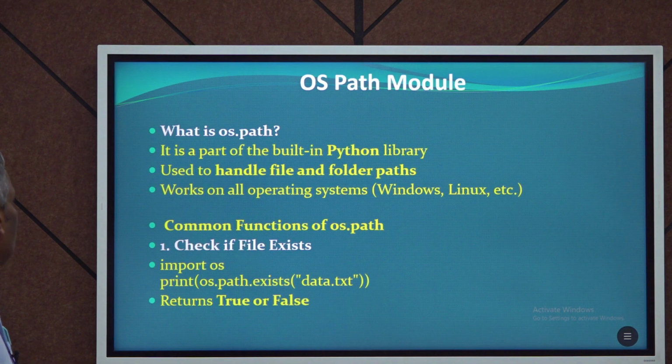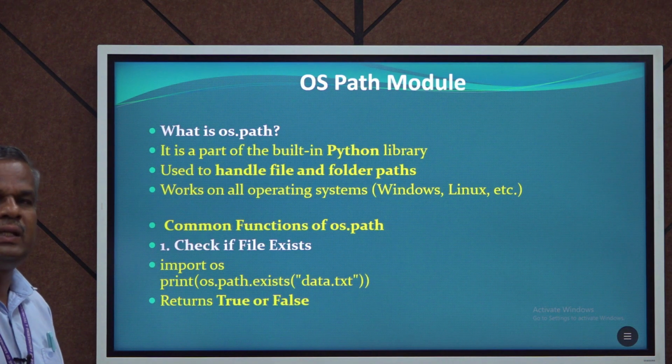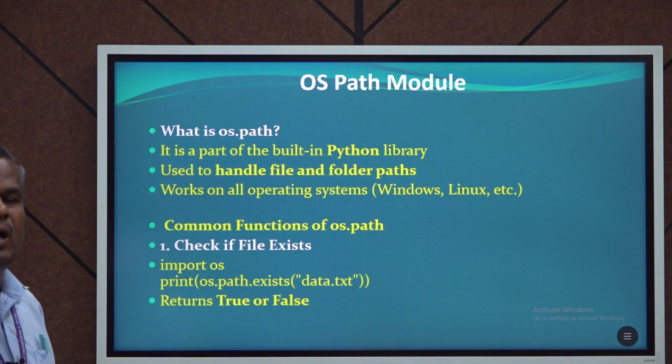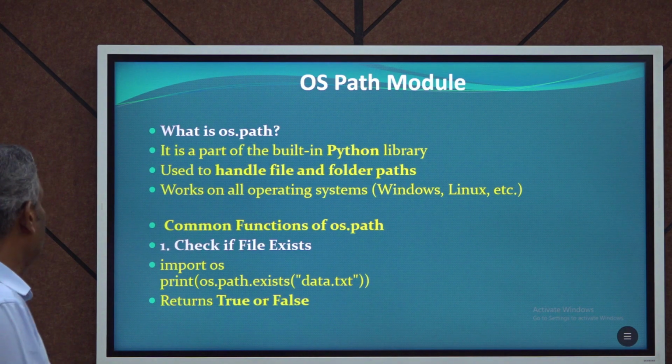So first, check if a file exists. We have to use import os, print os.path.exists data.txt. If we give os.path.exists to check whether the data.txt file exists or not, it will return true or false. If the file is present, it will give true, otherwise it will return false.